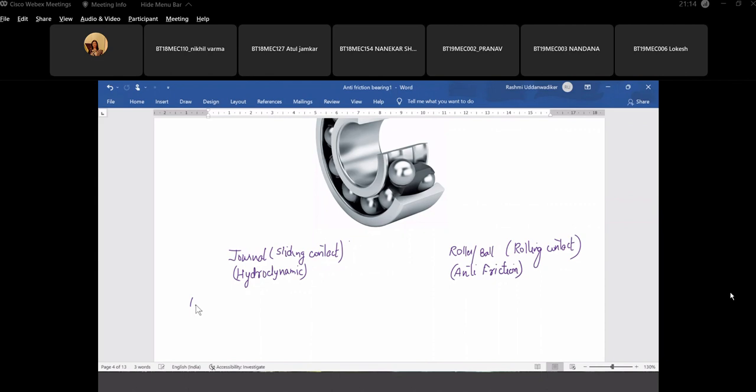So if we talk about the basic difference between the journal bearing, or sliding contact bearing, and a ball bearing, or rolling contact bearing: journal bearings are normally suitable for radial loads only. They can withstand a small amount of axial load, but are essentially designed only for radial loads. Whereas roller and ball bearings can take both radial and axial loads.